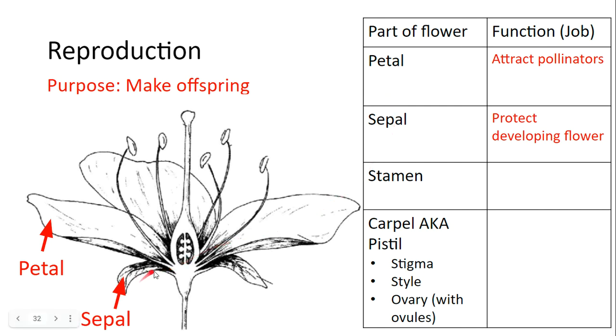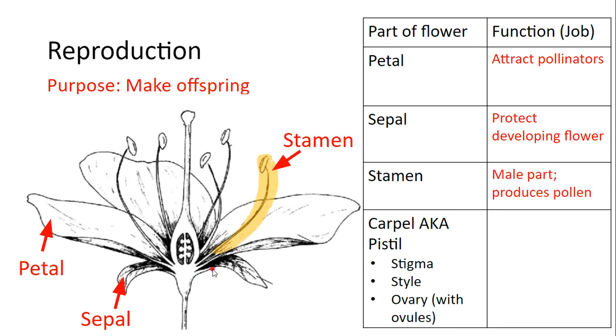Next, we have the sepal. These are two smaller leaves that grow underneath the petals. Their job is to protect the flower. They're protecting the ovary, where the actual female reproductive cell is.